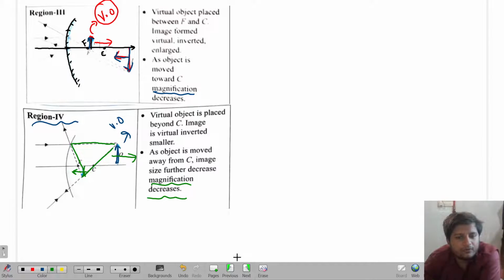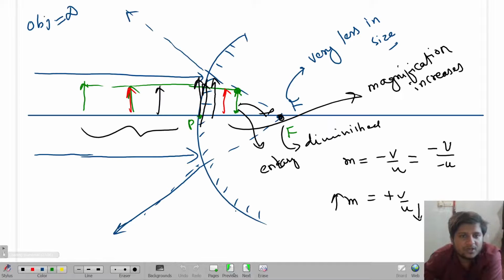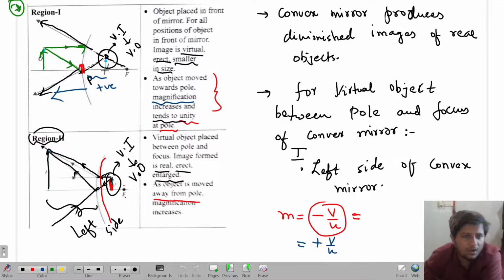Are you able to see the four cases of this concave mirror? The first case was the normal case. For this, I was getting my object between pole and focus, and if I move the object from infinity towards the pole, the image size increases, the magnification was increasing. In the second case, the virtual object was between the focus and the pole, and for that case I was getting one image over here. If I move this image towards the focus or towards the pole, I will get different kinds of magnifications.